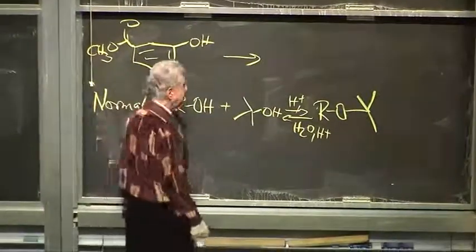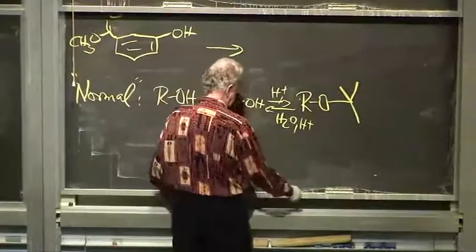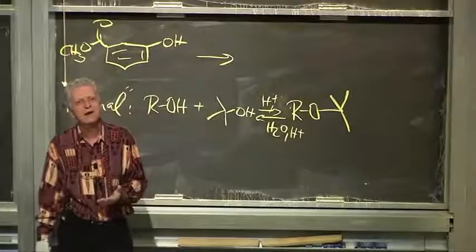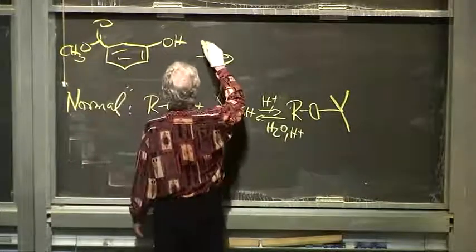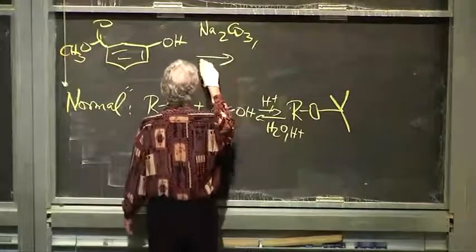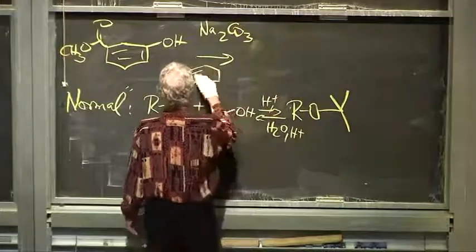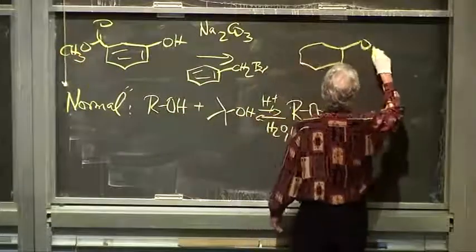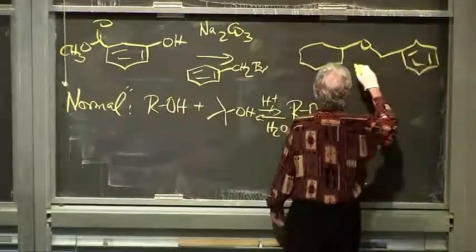Okay? So for that, we now have a second way of protecting that gives you a protecting group that is acid and base insensitive. Okay? It's stable to acid and base. And that's the one where we, with a mild base, dilute sodium hydroxide or sodium carbonate, and a benzylic halide, we make the benzyl ether.